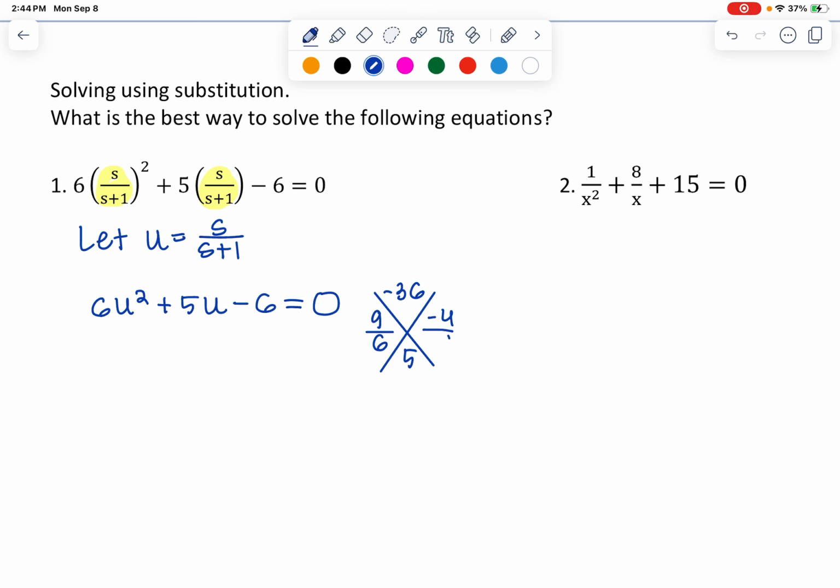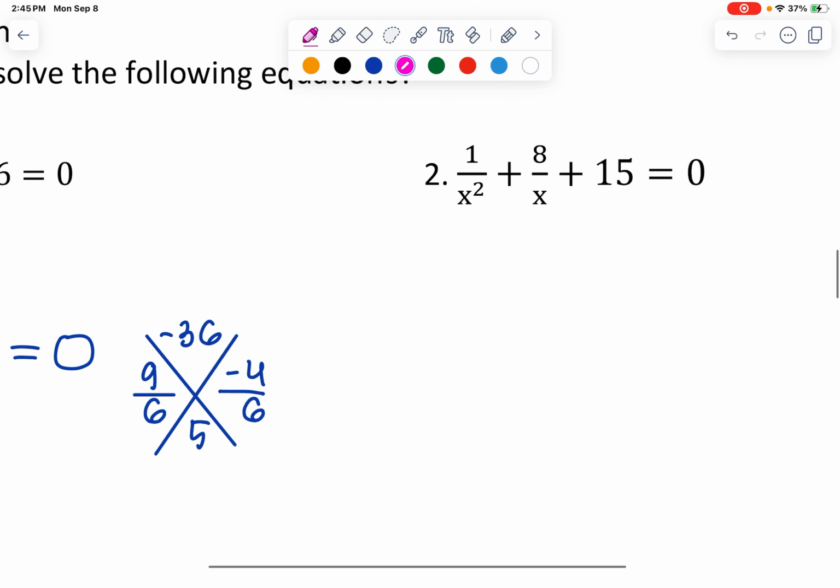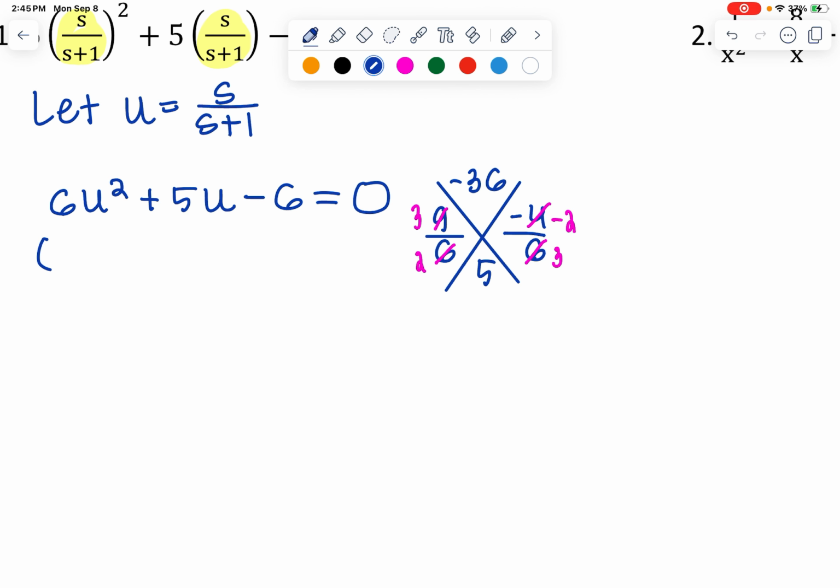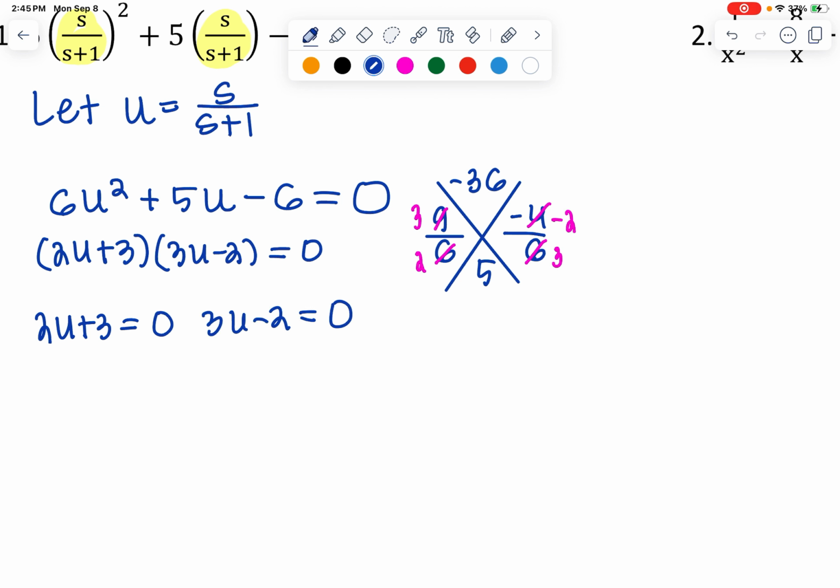Don't forget to divide by your lead coefficient of 6, and then simplify either one or both of your fractions depending. So 3 goes in here twice, 3 goes in here 3 times, 2 goes in here 3 times, 2 goes in here negative 2 times. So bottoms up, you have 2u plus 3 and 3u minus 2 equals 0. And then you can set each factor equal to 0 and solve. Subtract 3 divided by 2, you get negative 3 halves. Add 2 divided by 3, you have positive 2/3.